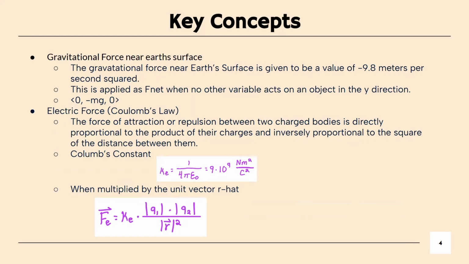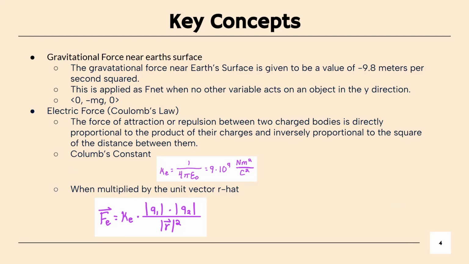Two more important key concepts are gravitational force near Earth's surface, as well as the electric force law, or Coulomb's law. The gravitational force near Earth's surface is given to be a value of negative 9.8 meters per second squared. This can be used as F net and it only acts in the y direction, which is why it is given in the vector 0, negative g, 0.